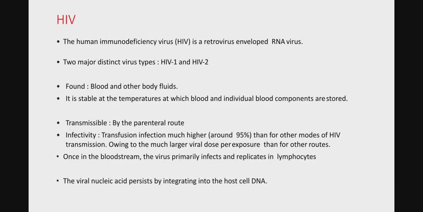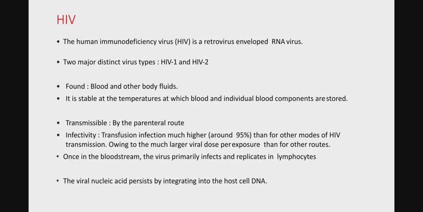HIV. The human immunodeficiency virus is a retrovirus, an enveloped RNA virus. There are two major distinct virus types, HIV-1 and HIV-2, reported in our country. The virus is found in the blood and other body fluids. It is stable at the temperatures at which blood and individual blood components are stored.